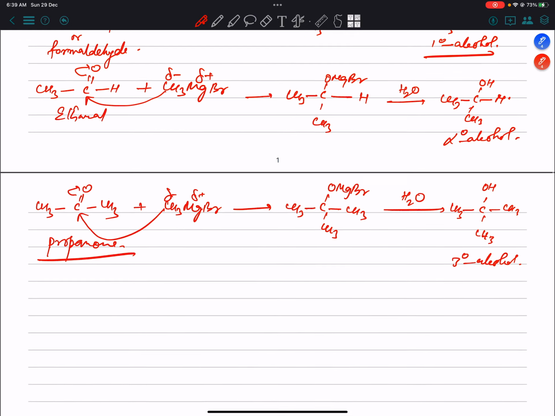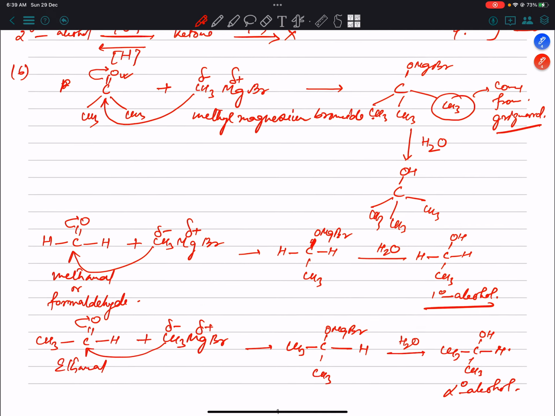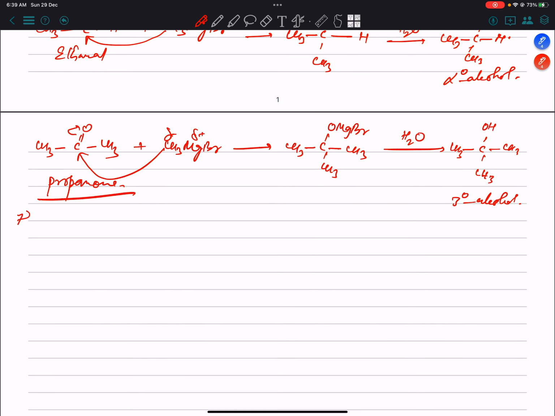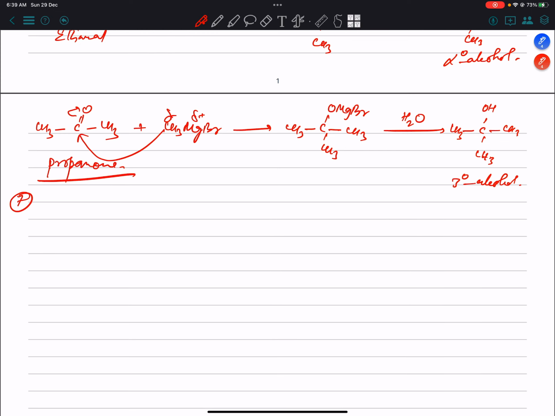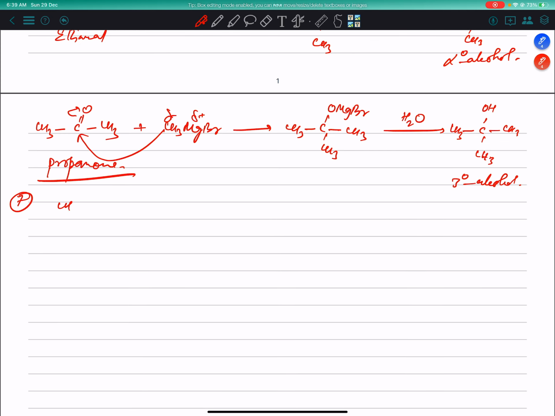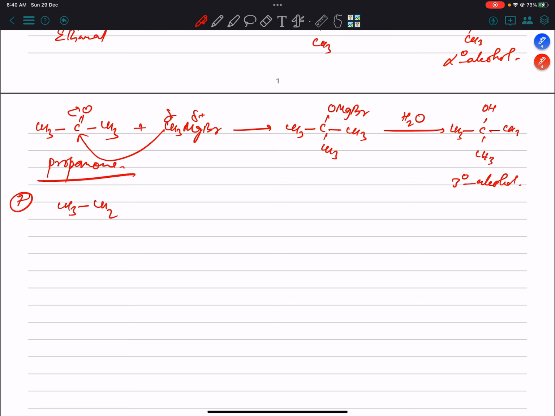The next reaction is reaction number 7. When an alcohol reacts with sodium, it gives sodium ethoxide plus hydrogen.